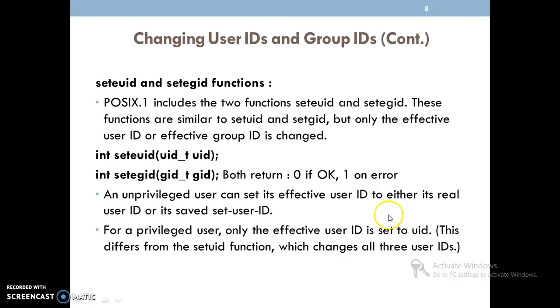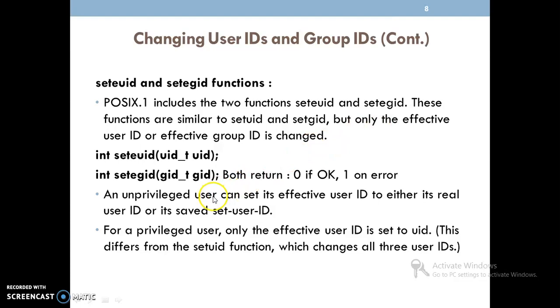Then the set effective user ID and set effective group ID functions. These functions are similar to the setuid and setgid functions, but only the effective user ID and effective group ID change. In the case of the setuid function, all the values will be changed, but here only one value will be changed: the effective group ID and effective user ID.